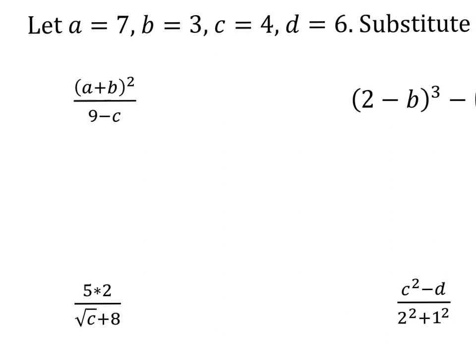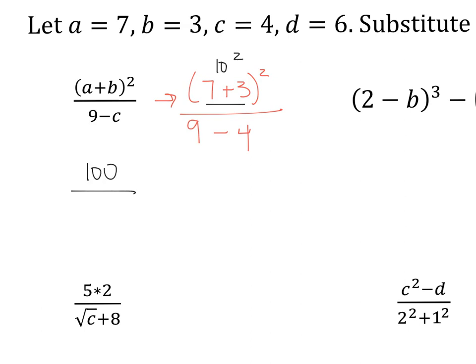The quantity of A plus B squared, which will translate into 7 plus 3 squared divided by 9 minus 4. And now we need to evaluate this. So parentheses comes first. So 7 plus 3 is 10. 10 squared is 100. Divided by 9 minus 4 is 5. So 100 divided by 5 is 20 for my final answer.